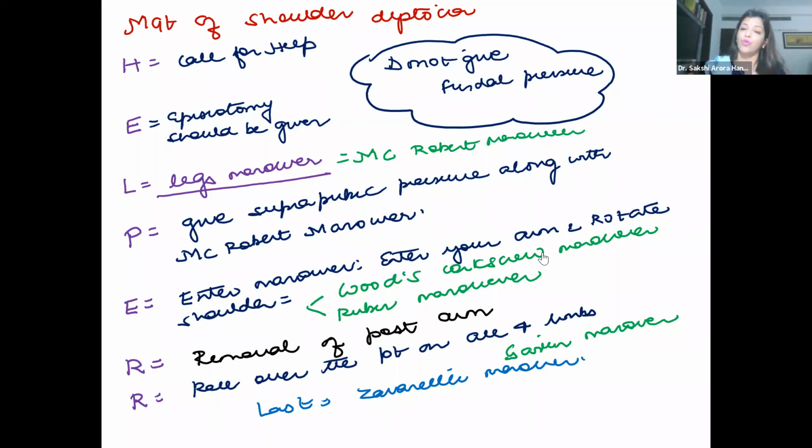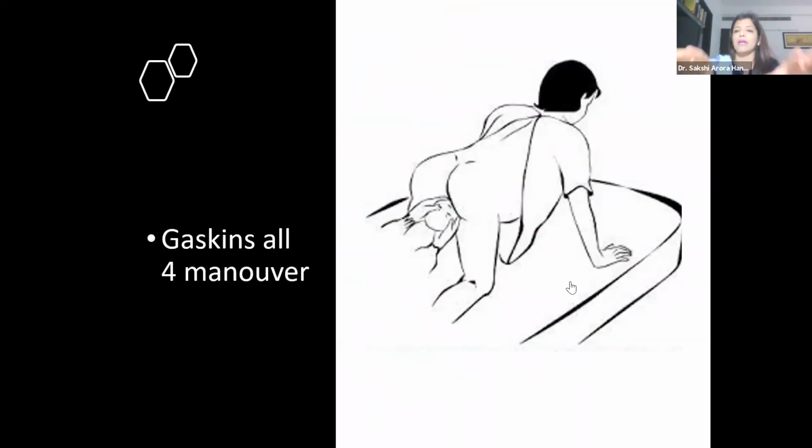So E was for, you have to enter your hand and try to rotate the shoulders. If simply by rotating the shoulders they get delivered, that's fine. And these maneuvers are called Wood's corkscrew maneuver or Rubin's maneuver. If that fails, because your hand is still inside, try to deliver the posterior arm. So R is removal of posterior arm. If that also fails, then the last R is you have to roll the patient onto all four limbs. That is called Gaskin's all-four maneuver.